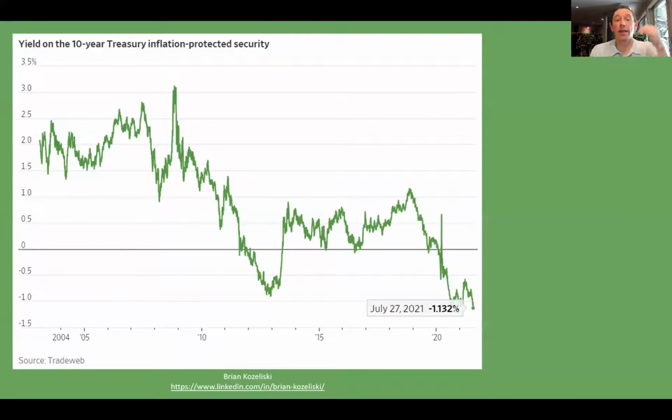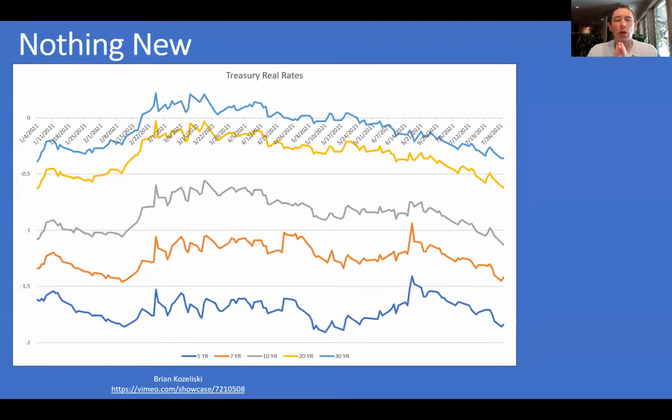Now, here is 10-year TIPS. We can see, July 27th, all-time low, negative rates there for TIPS. Now, this isn't anything particularly new. Here are interest rates for various maturities of government treasuries in real terms for all this year. And you can see, for the most part, this is entirely negative.